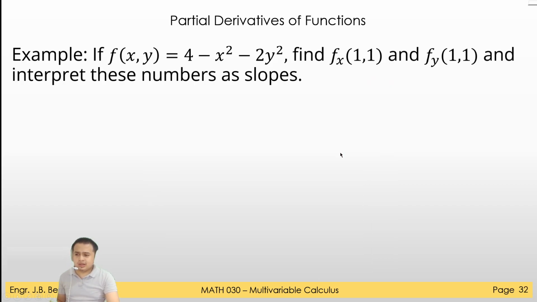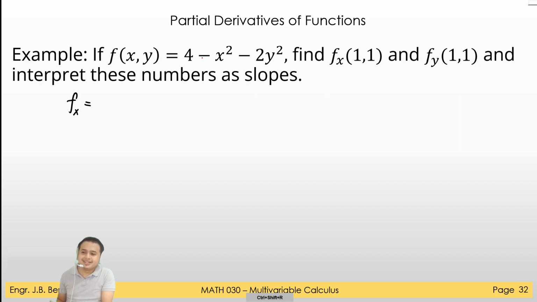Now, let's find again the partial derivatives of this function, and then let's see how this is represented in the graph of this function. So we want to find f_x, or the partial derivative of f with respect to x, which we can evaluate already later.